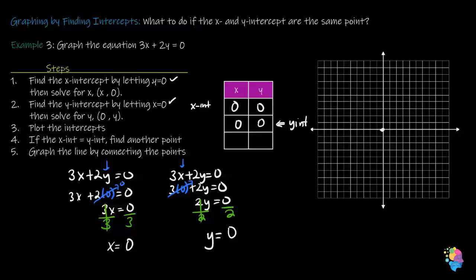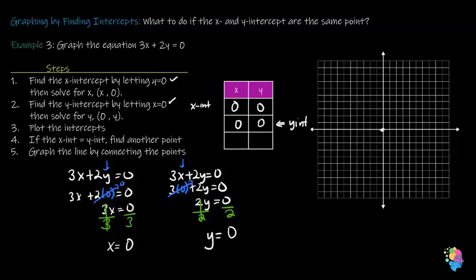Where should I go to from 0? Should I go up and to the right, down to the right, up to the left, down to the left? I don't know what direction. So what we're going to have to do is, when this happens, we're going to have to select another value for x so that we can find a third point. And hopefully this third point will be different from the first two so that we can graph our equation.